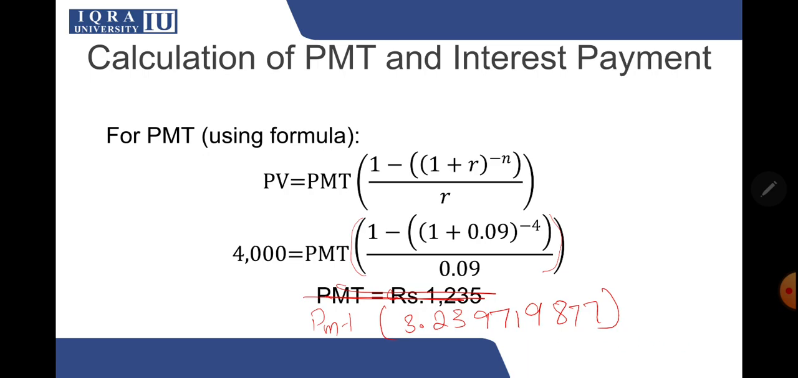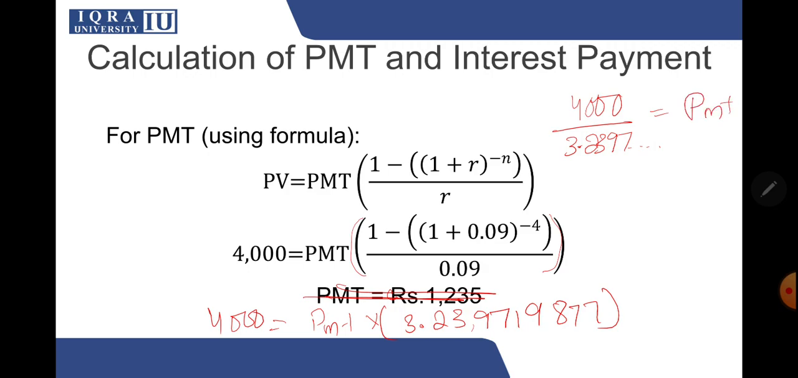Now again you can see I haven't rounded it off. I took the whole value because if you take just 2 decimal places, your PMT will be different. So in annuity questions, I would recommend that you do not round it off. Try to do it directly from your calculators. And if you are not doing it directly, and you want to show the steps, then take at least 5 to 6 decimal points so that your answer is very close to the original answer. So now this is multiplying over here. On the other side it will go into division. So 4,000 divided by 3.2397 and so on.